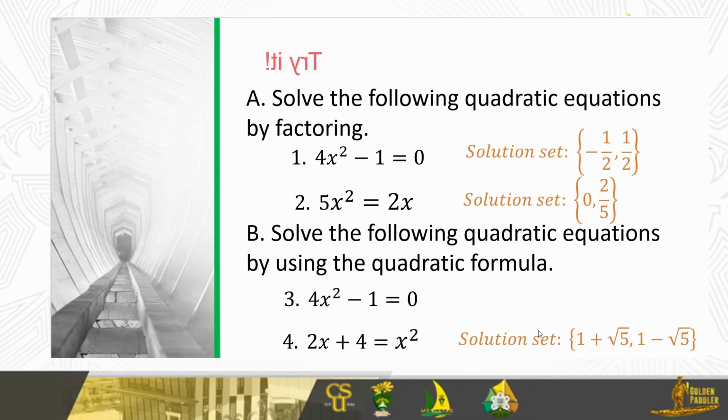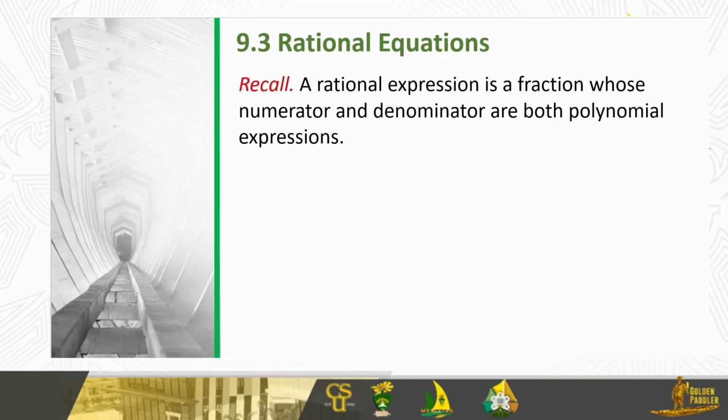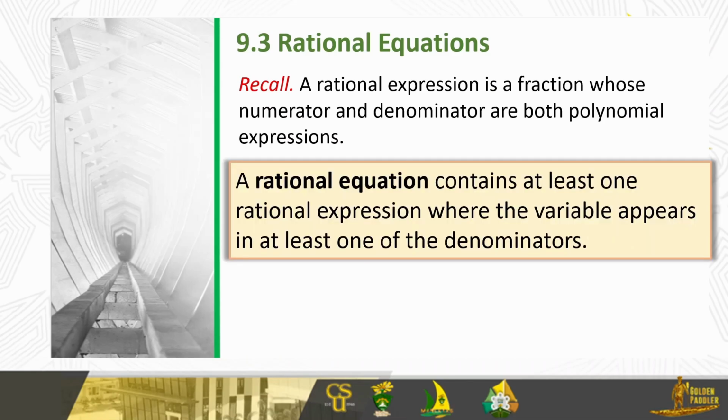Now, try this one. This is for you to work out. Continuing our discussion, we will now tackle rational equations. Recall that a rational expression is a fraction whose numerator and denominator are both polynomial expressions. So we define a rational equation as an equation containing at least one rational expression where the variable appears in at least one of the denominators. Some examples are the following.